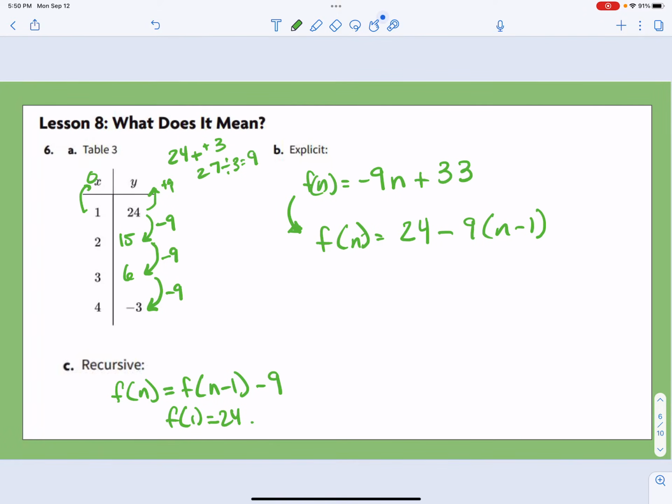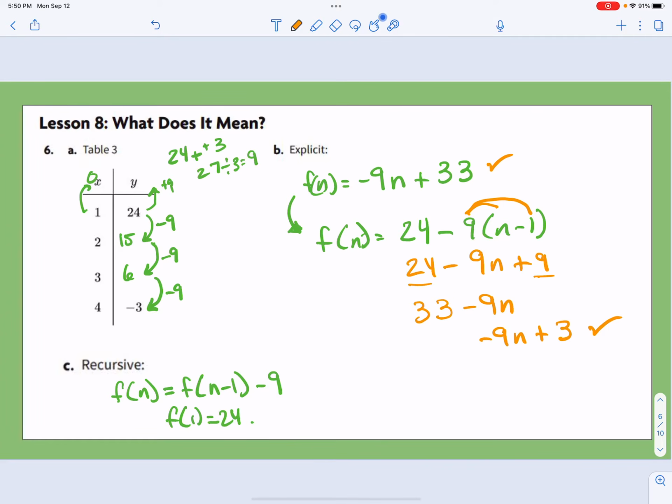Okay, so if I use the distributive property here, I would go 24 there, minus 9 times n is minus 9n, and negative 9 times negative 1 is a positive 9. So 24 plus 9 is 33, and we still have a negative 9n, or written the other way, negative 9n plus 33. So we can see this matches this one here.